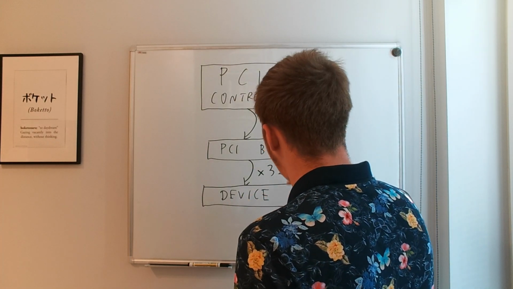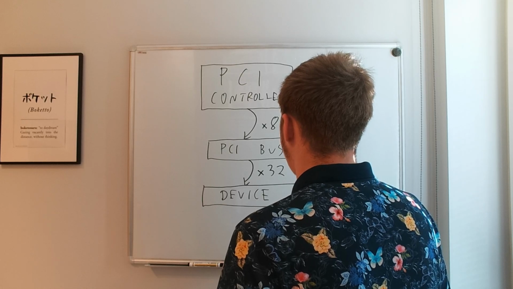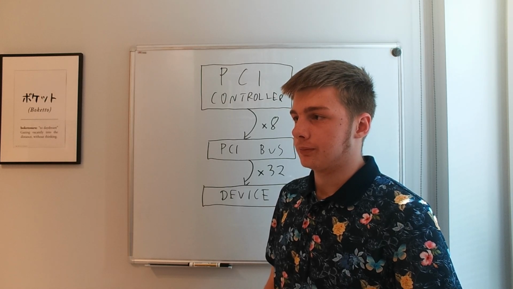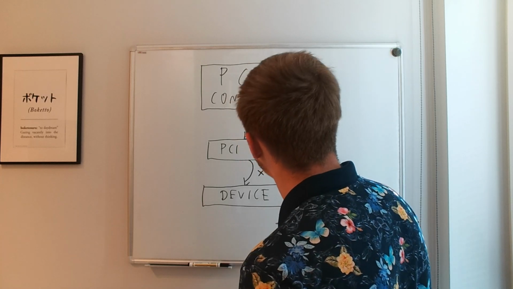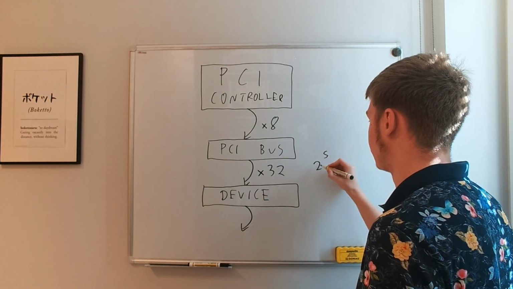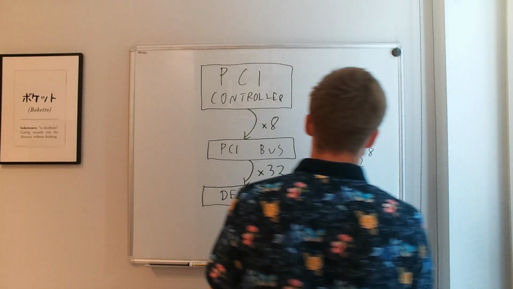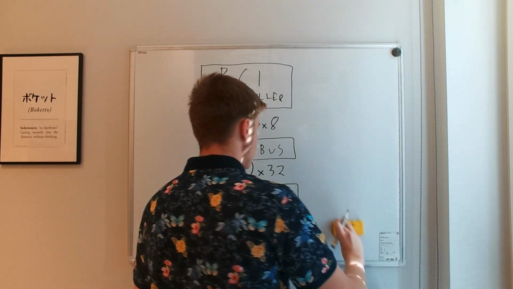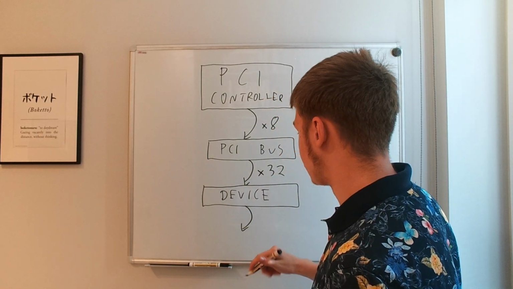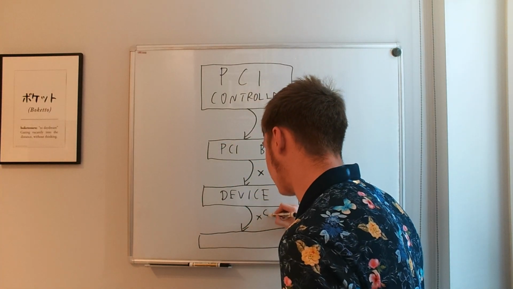So 8 times 32, so that means that you can actually have, if I'm not mistaken, 256 devices, and I'm going to check this. This is 2 to the 5th, this is 2 to the 3rd, so it's 2 to the 8th. Yeah, that checks out. So 256 devices in total that can be controlled through the parallel PCI buses. And each device actually can have 8 functions.